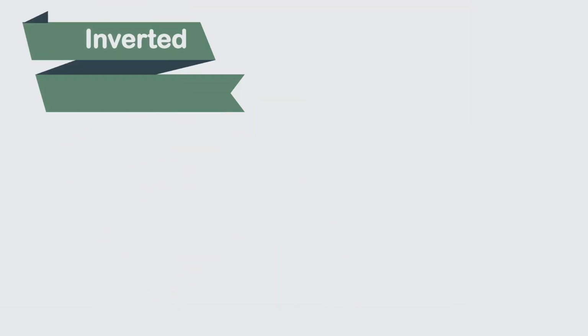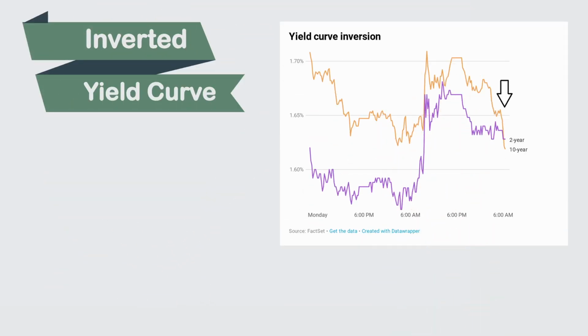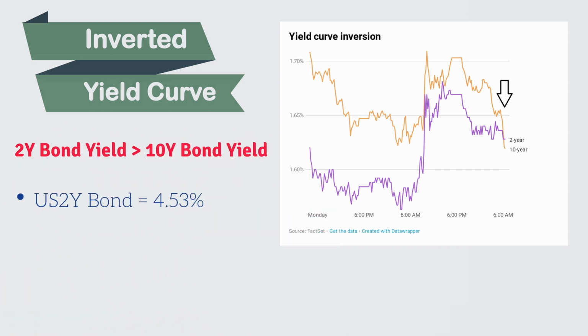What is an inverted yield curve? An inverted yield curve occurs when the yield on short-term bonds, such as 2-year US Treasury bonds, is higher than the yield on long-term bonds, such as 10-year US Treasury bonds. As this video was recorded, the 2-year T-bill rate is about 4.53% and the 10-year T-note rate is about 3.74%.